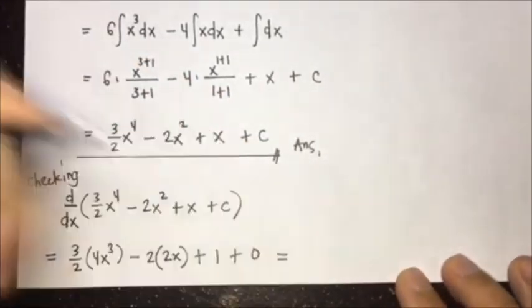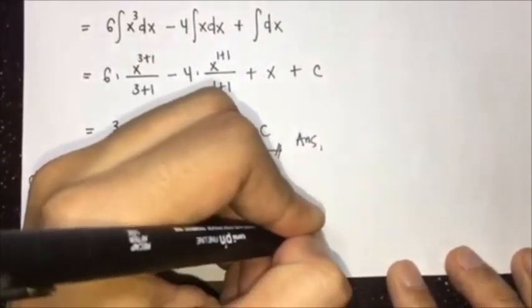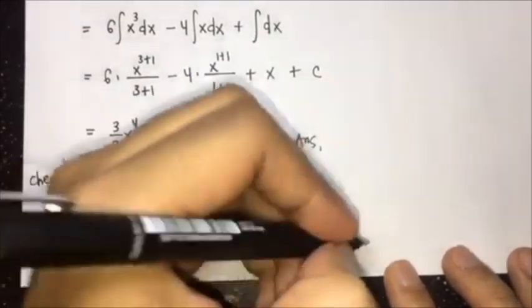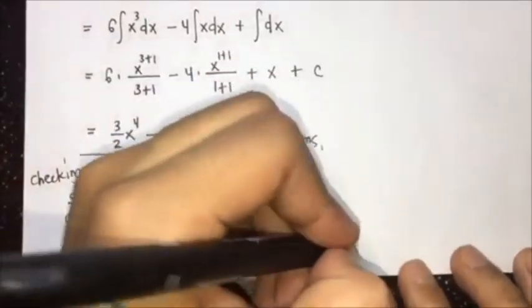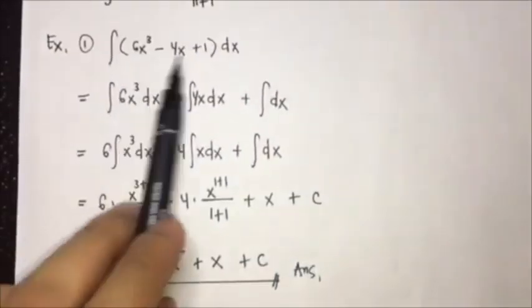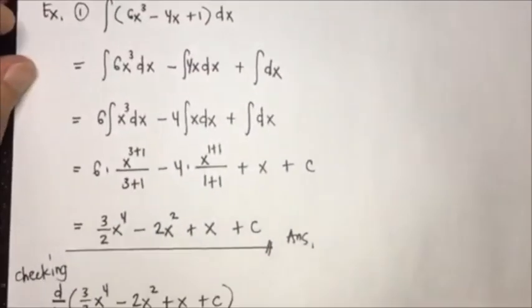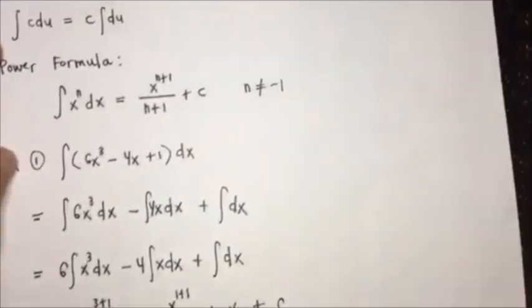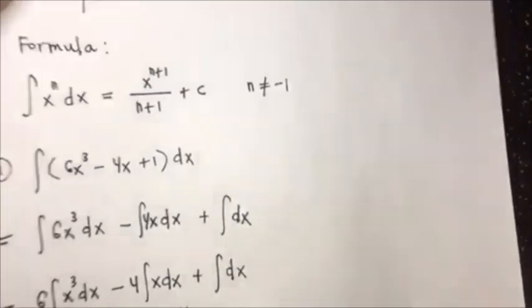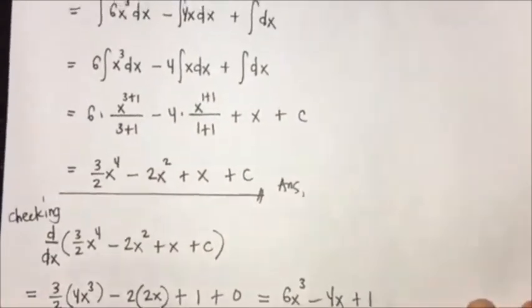So therefore, this will become 3 halves times 4, so it will cancel out 2, and then we will have 3 times 2, so it's 6x cubed minus 2 times 2, 4x, then plus 1. Okay, which is this. So that's it. All you need to do is do it step by step, term by term, you will integrate.